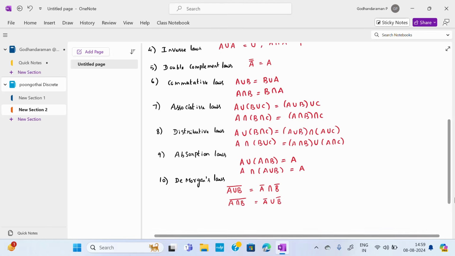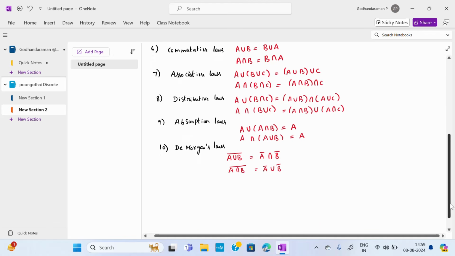So any question, if it is asked what is the dual of the statement, it means if they ask dual, union will change to intersection. Intersection will change to union. So like that everything. Phi will change to universal, and same way U will change to phi. So this is the dual of the statement.